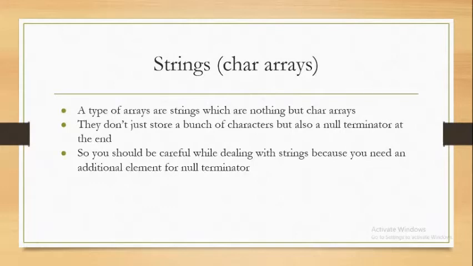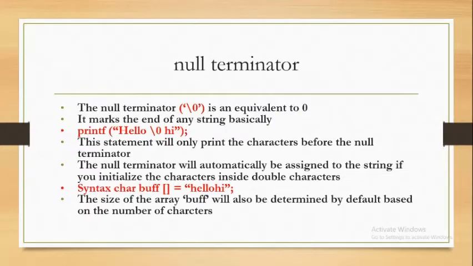While dealing with strings, you should be careful because you need an additional element in the size for the null terminator. If you forget it, you might lose some characters. So what is the null terminator? The null terminator is equivalent to 0, which has an ASCII value of 0, and it marks the end of any string. For example, if you use printf with hello, null terminator, hi, the statement will print only hello, not hi.